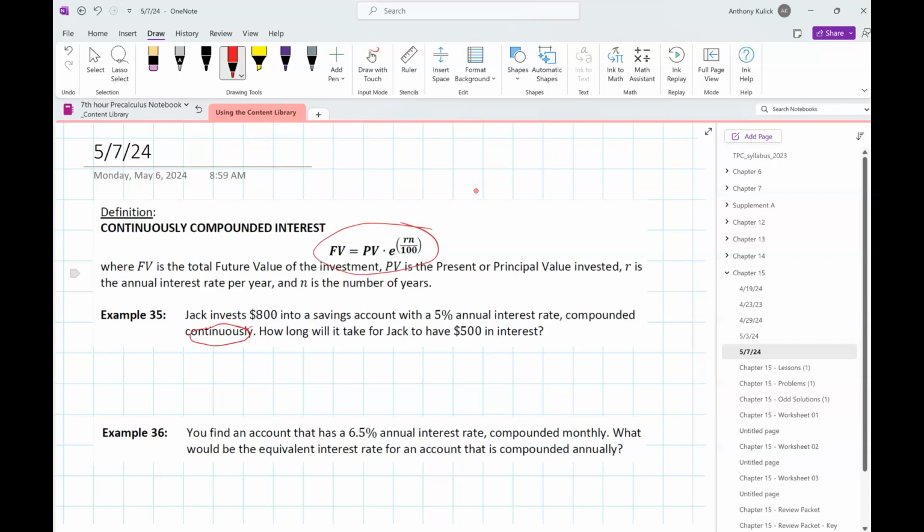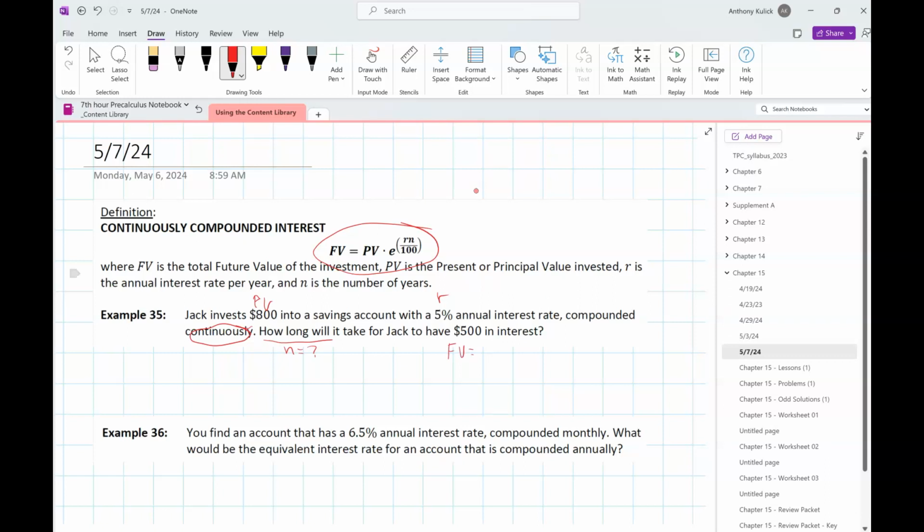All right, so let's start figuring out what goes where. The $800, what's that? Excellent, present value. What's the 5% annual interest rate? The R, good. How long will it take? What's the N? That's what we're solving for. What's the 500? So we're going to have less than we started with.